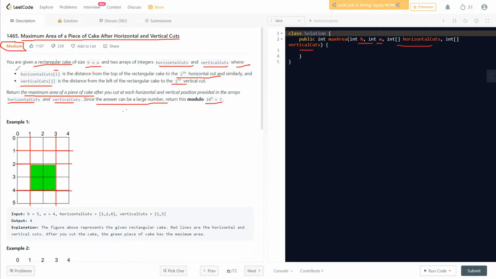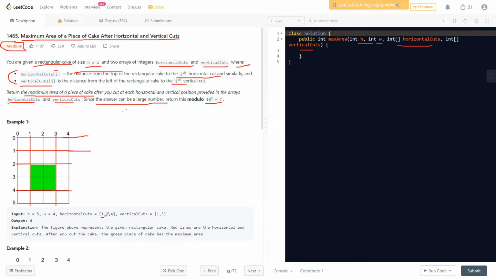Now, let's understand what these two lines are trying to say. Any of the horizontal cuts, that is the number given here, is the distance from the top of the rectangular cake to the ith horizontal cut. There are various cuts given here, and for the ith cut, it is the length. Like if horizontal cuts has 1 given, that means the first horizontal cut is at a distance of 1 unit from the top of the rectangle.